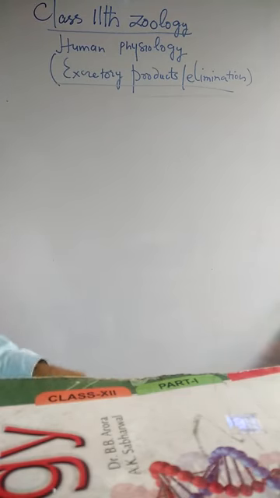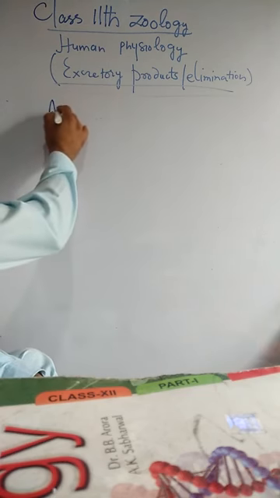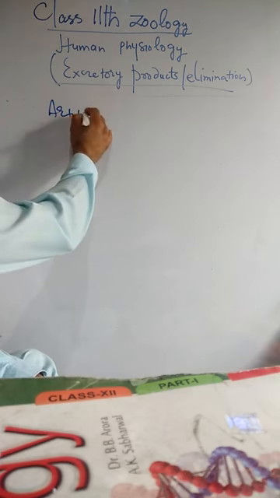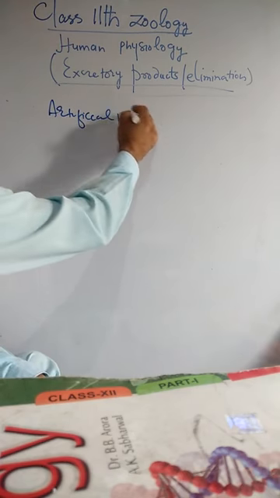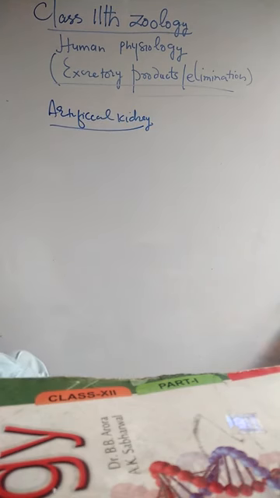My dear students, in the topic excretory products and their elimination, we have some important things to discuss at the last of the chapter. That is, what is an artificial kidney? If there is failure of the kidney, kidneys can be replaced, or sometimes if there is damage in the kidney, there is an artificial kidney.